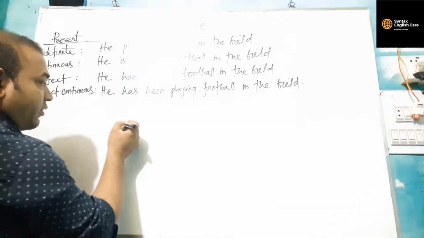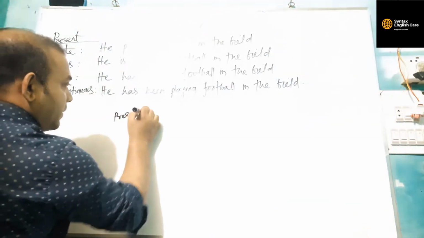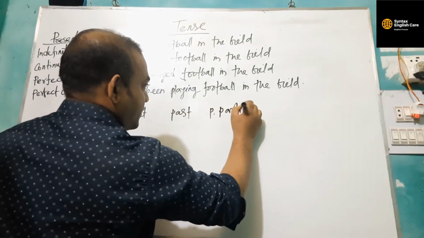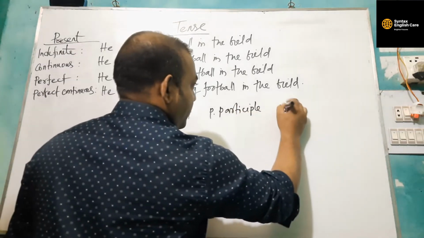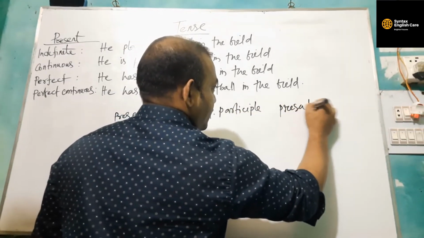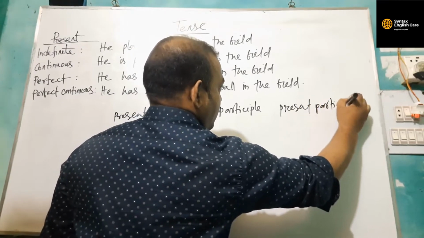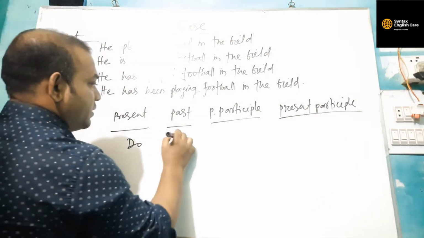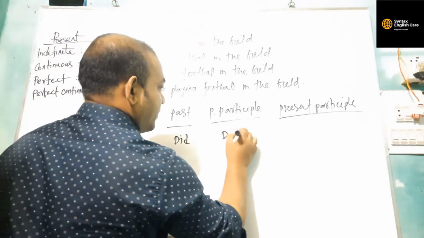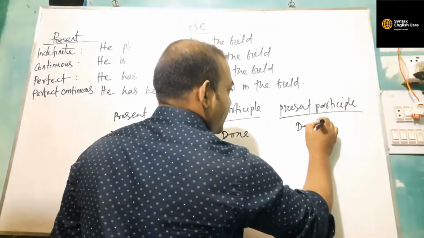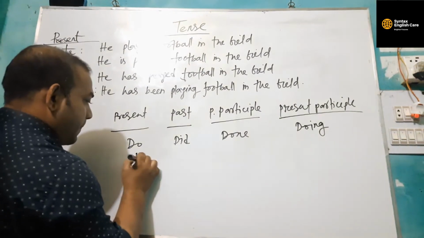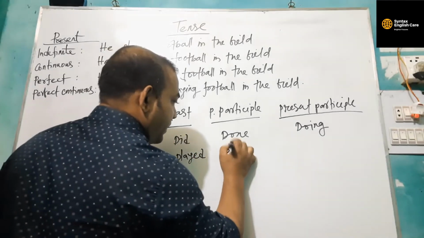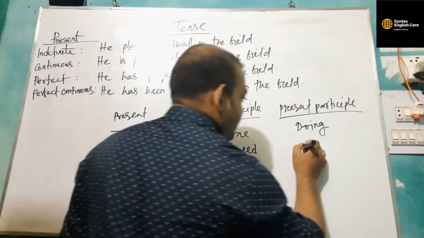Like there are many forms: present form, past form, past participle form, and present participle form. Okay, so if you use the verb do, the past will be did, the past participle will be done, and doing will be the present participle. And I used here play, past will be played, past participle will be played, and present participle will be playing.